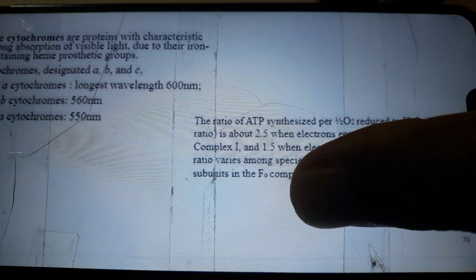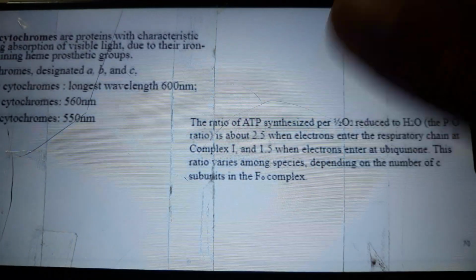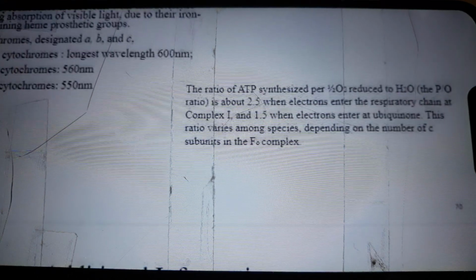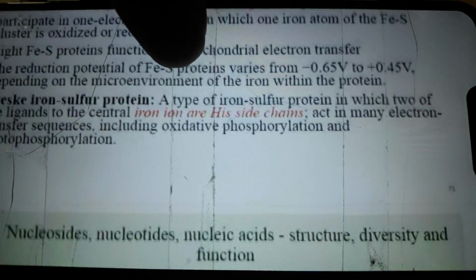Cytochromes are proteins with characteristic strong absorption of visible light due to their heme iron. Cytochromes are designated a, b and c: type A cytochromes, B cytochromes, C cytochromes. Additional information. Iron-sulfur protein: one of a large family of electron transfer proteins in which electron carriers are one or more iron ions associated with two or more sulfur atoms of cysteine residues or of inorganic sulfide. Take a screenshot of these.